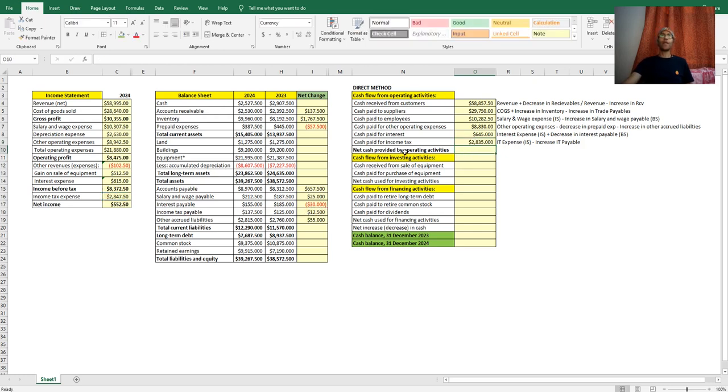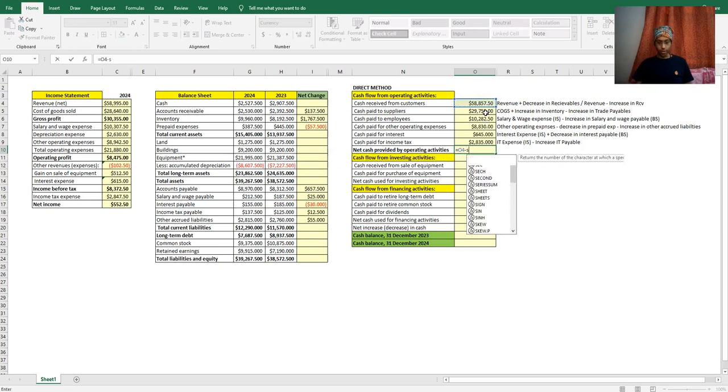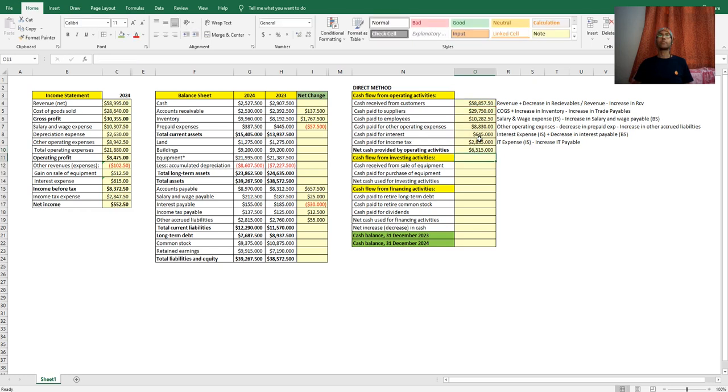Now net cash provided by operating activities. This is equal to cash received minus all the paids. So sum of all these, 6515. This is the cash received from operating activities. Okay friends.